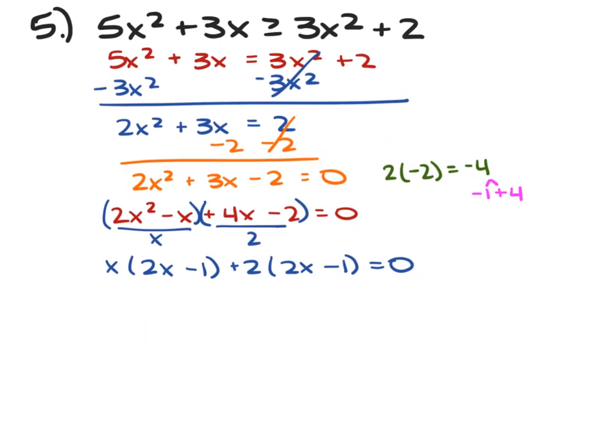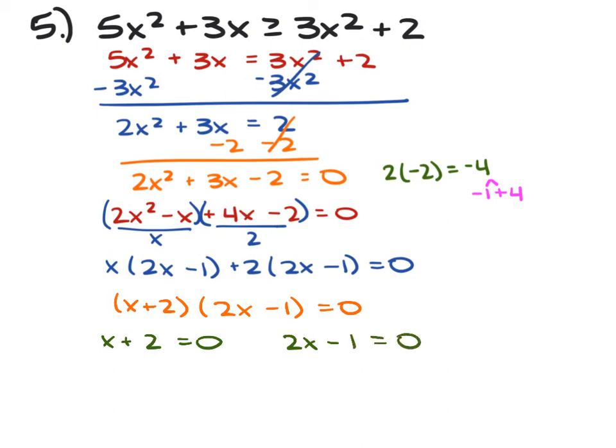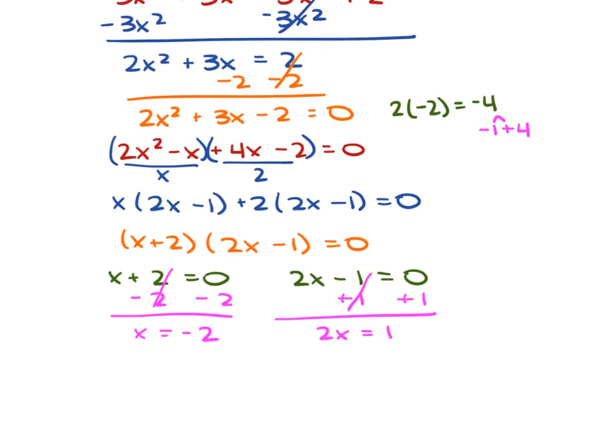I form my 2 parentheses, one with the x plus 2, one with the 2x minus 1. I set them both equal to 0 and I solve. So x plus 2 is equal to 0. 2x minus 1 is equal to 0. I subtract the 2 from each side and I get that x is equal to negative 2. I add the 1 to each side. I get 2x is equal to 1. And I divide each side by the 2 to get that x is equal to 1/2.